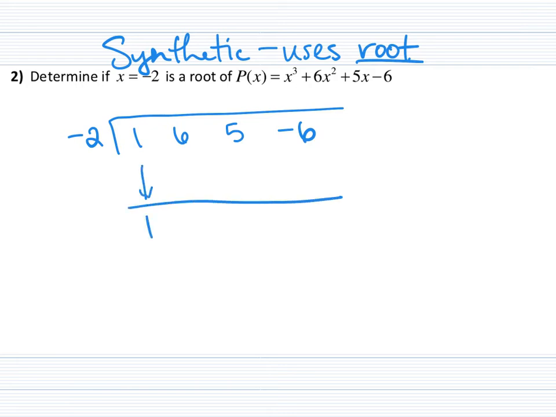Drop down our first one, multiply. So negative 2 times 1 is negative 2. We add, 6 plus negative 2 is 4. Multiply, negative 2 times 4 is negative 8. Add, 5 plus negative 8 is negative 3. Multiply again, negative 2 times negative 3 is positive 6. Add again to get our remainder of 0, which again confirms our answer to the remainder theorem. If we had a remainder, then that would be the exact same number that we got for our remainder on the remainder theorem.